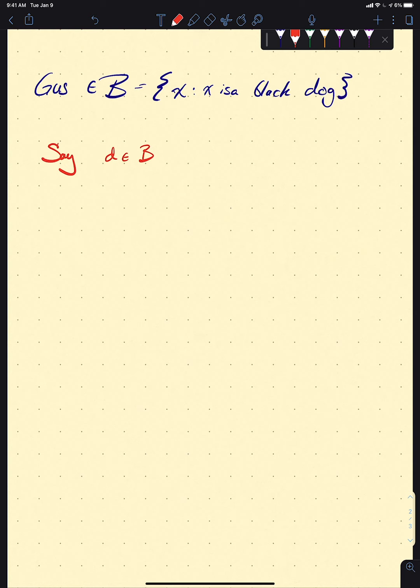If this is true, well then automatically this dog is also a dog, right? If it's a black dog, then it's a dog. This is a concept called a subset. And a subset basically means that every element of the smaller set is an element of the bigger set.